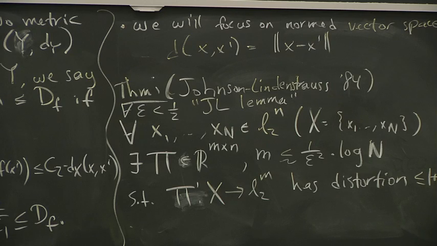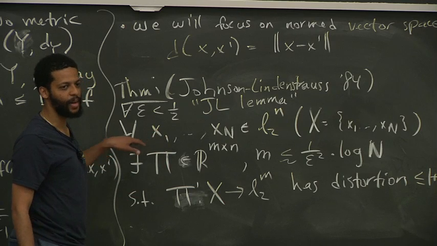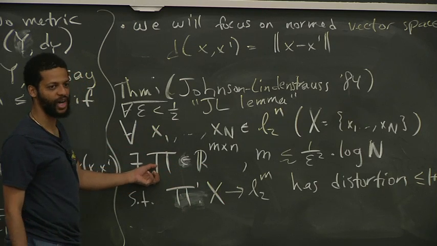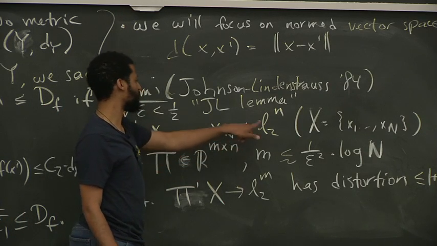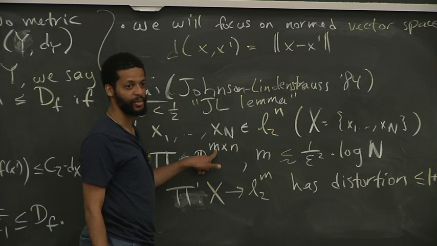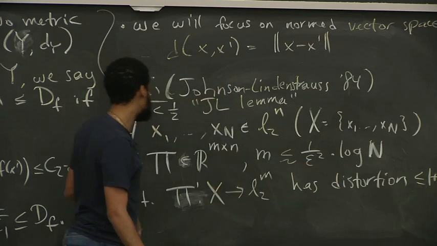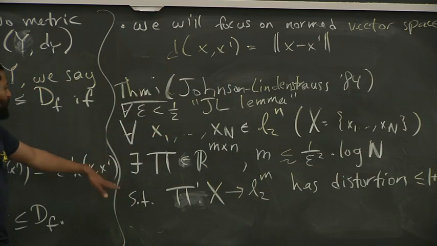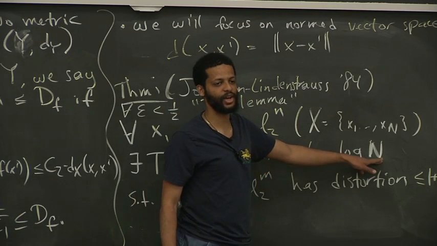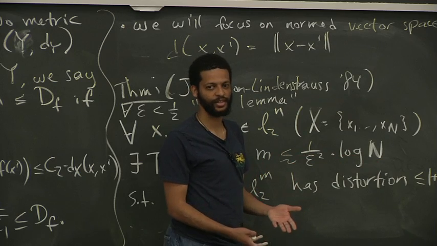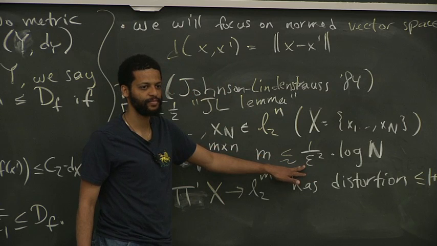What does that mean? There's a linear map, so xi gets mapped to pi xi. You're multiplying by this matrix pi. So pi is an m by n matrix, so your original vector has little n dimension. It now has little m dimension. Little m is 1 over epsilon squared log the number of points. So for any set of capital N points, you can map them to log capital N dimensions such that all the distances are preserved up to a constant factor. In fact, up to 1 plus epsilon if you make it 1 over epsilon squared times log capital N dimensions.